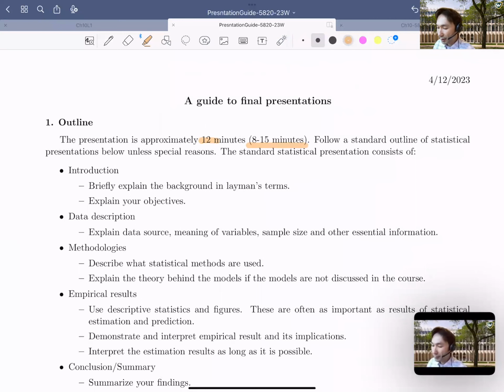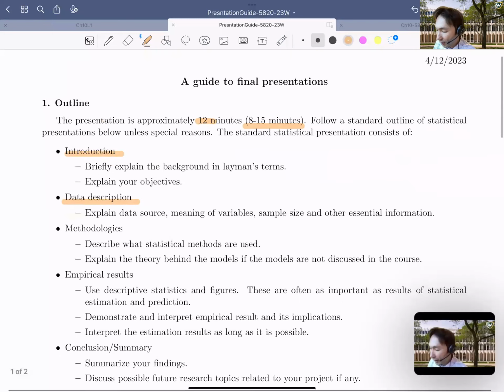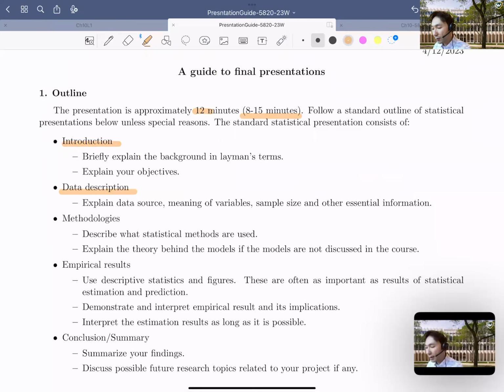This is a statistical presentation, so just follow the format unless you have special reasons. Introduction: briefly explain the background in layman's terms. Don't spend too much time, just briefly explain the background and your objectives. Then data description: what the data source is, the meaning of variables, the sample size, and other essential information. Especially if you use data from a data repository or data competition websites, be careful to interpret the data well. Don't ignore the meaning of data variables.